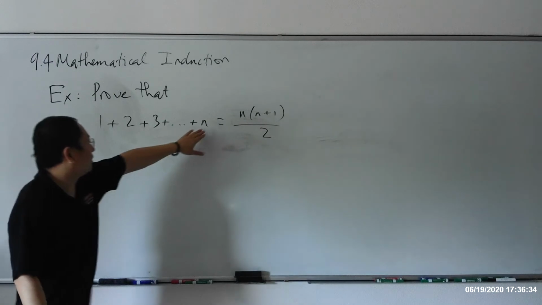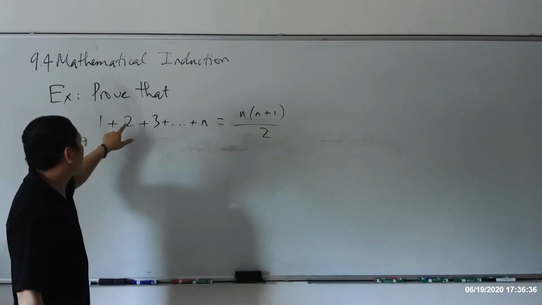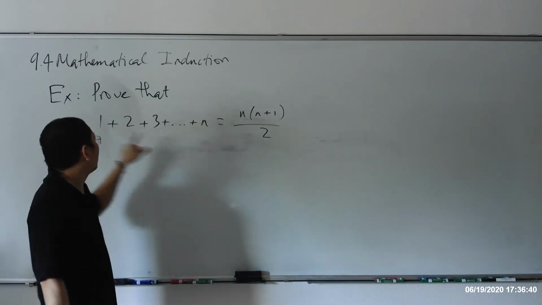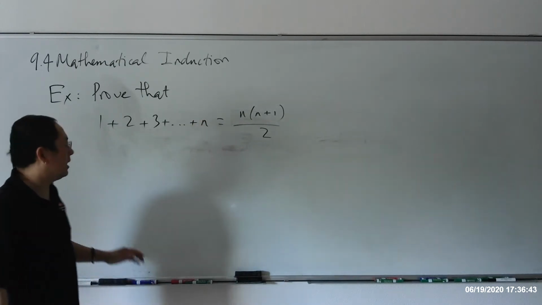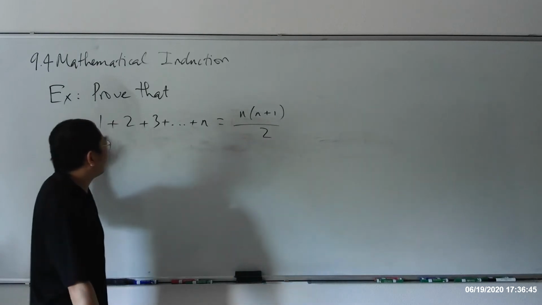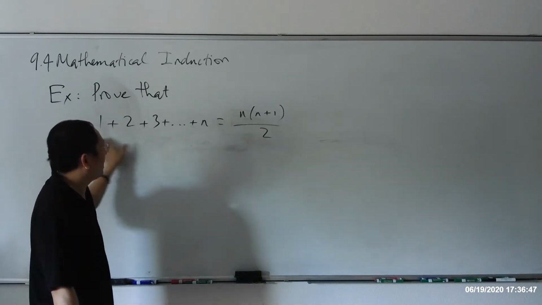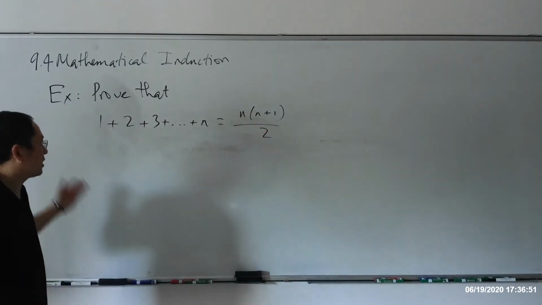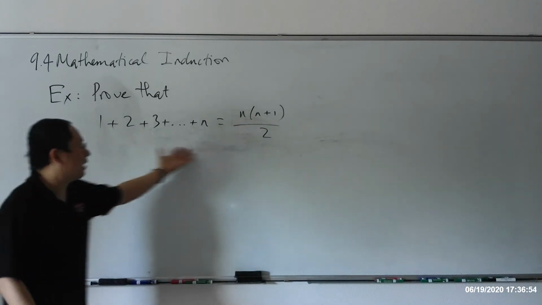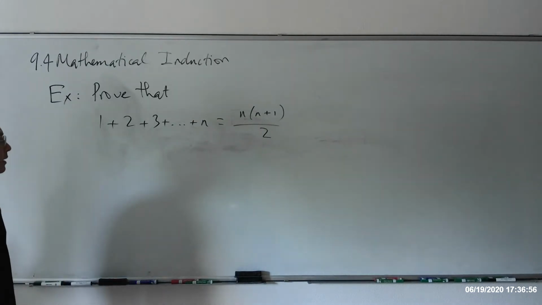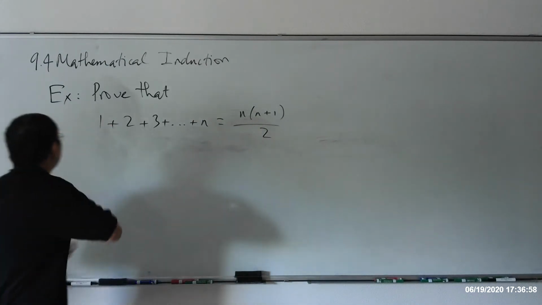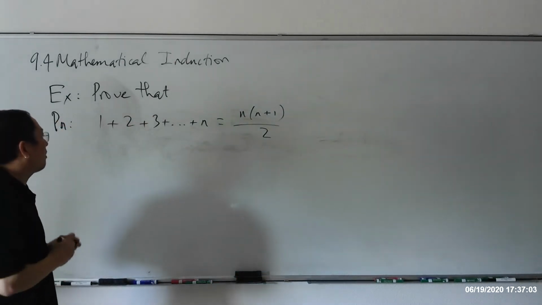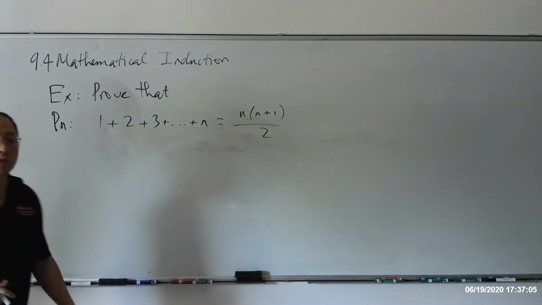So if n equals 100, that means you add 1 plus 2 plus 3 all the way to 100. If n equals 50, then 1 plus 2 plus 3 all the way to 50. But anyway, whenever you have a sum of the first n numbers, it doesn't matter what n is, when you add them up, it's always equal to n times n plus 1 over 2. And that's true for any n. So this is really our Pn statement, the whole statement. So how do you prove that this equation is always true for all n?